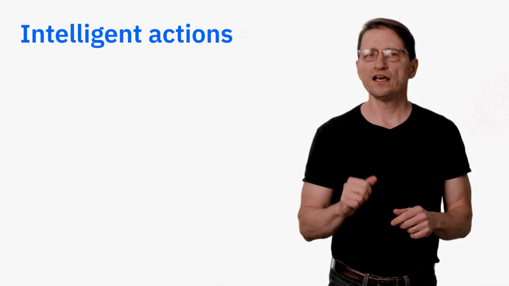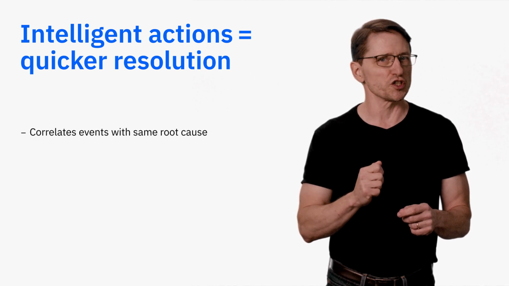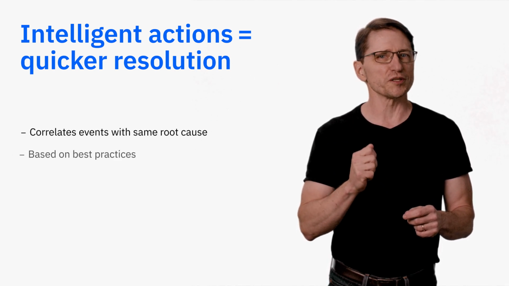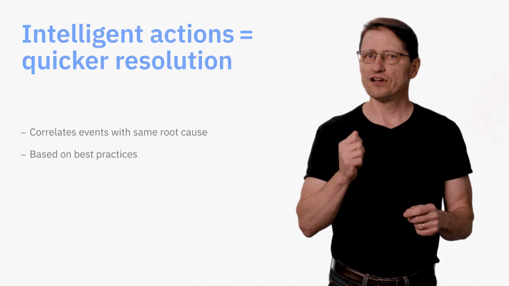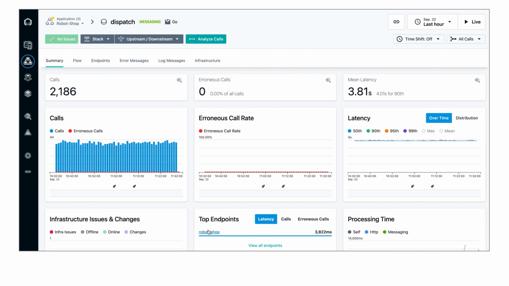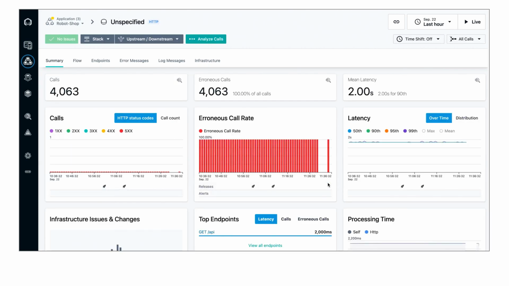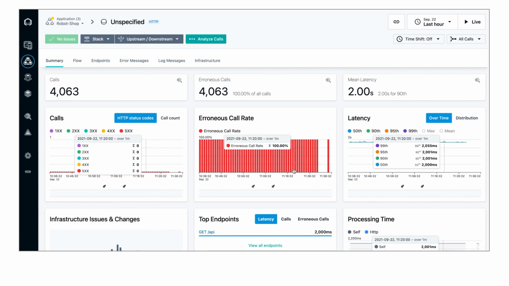Now that we've got contextualized application data, what does Instana mean by intelligent actions? It means quicker resolution because Instana correlates events for root cause determination. These correlations are based on known best practices. For example, using the application perspective, you can drill down with dashboards based on industry-accepted SRE golden signals. Of course, you can create custom dashboards. However, it comes out of the box with pre-configured views that are based on years of feedback from SREs.